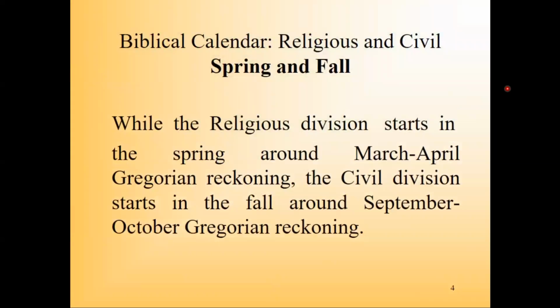The biblical calendar, religious and civil divisions in the spring and in the fall. While the religious division starts in the spring around March-April Gregorian reckoning, the civil division starts in the fall around September-October Gregorian reckoning.